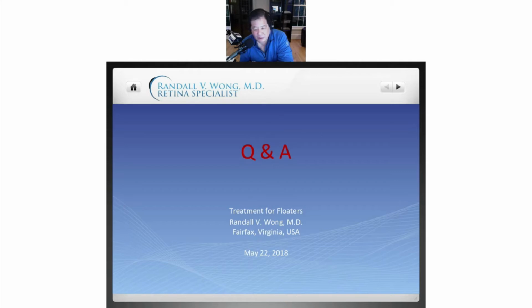John is also questioning how smart the machine is. The machine is programmed to keep the eye at a constant pressure when we're doing the operation.